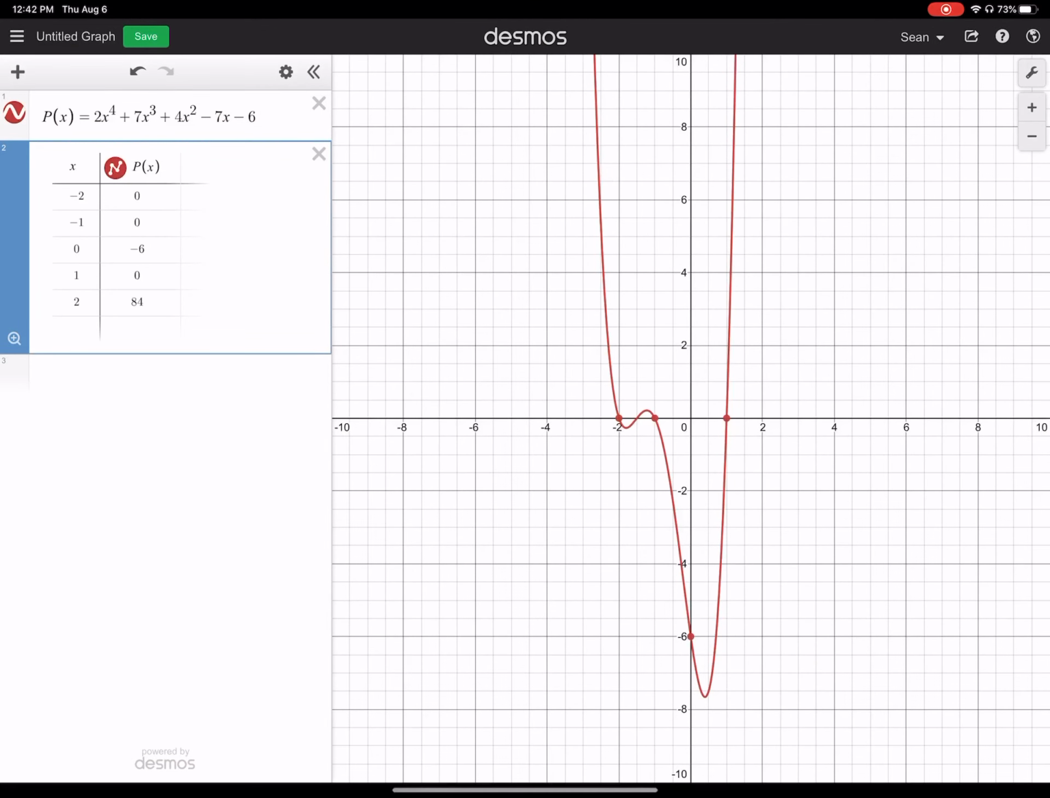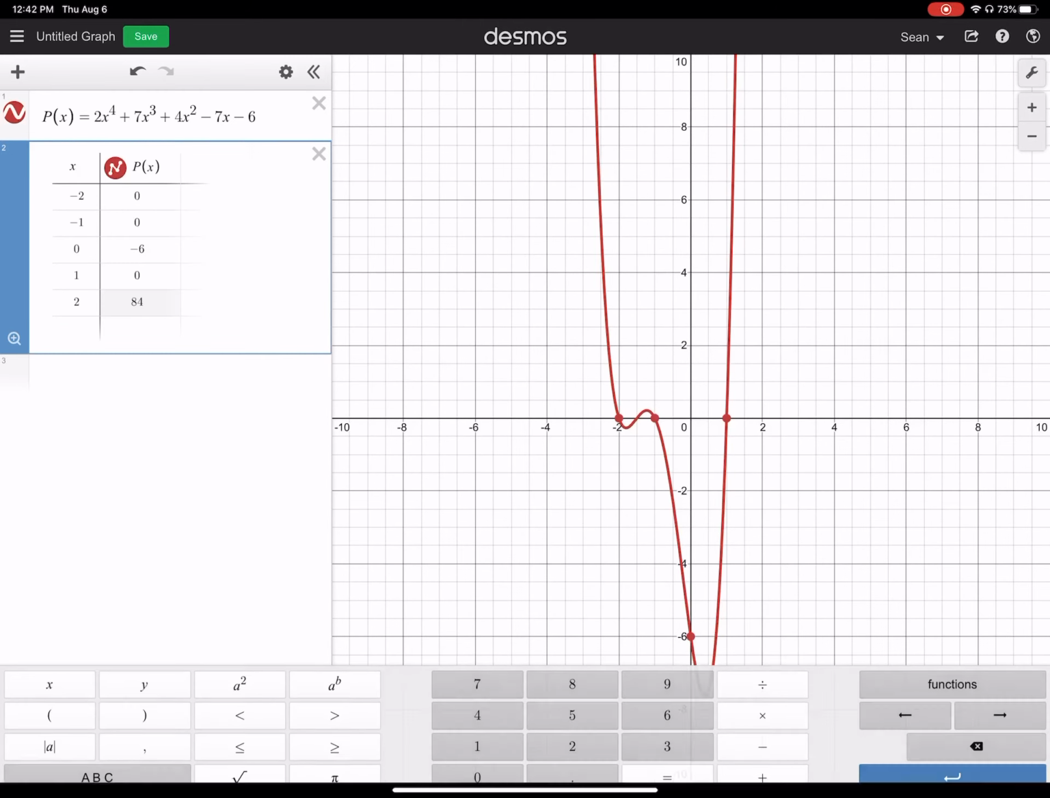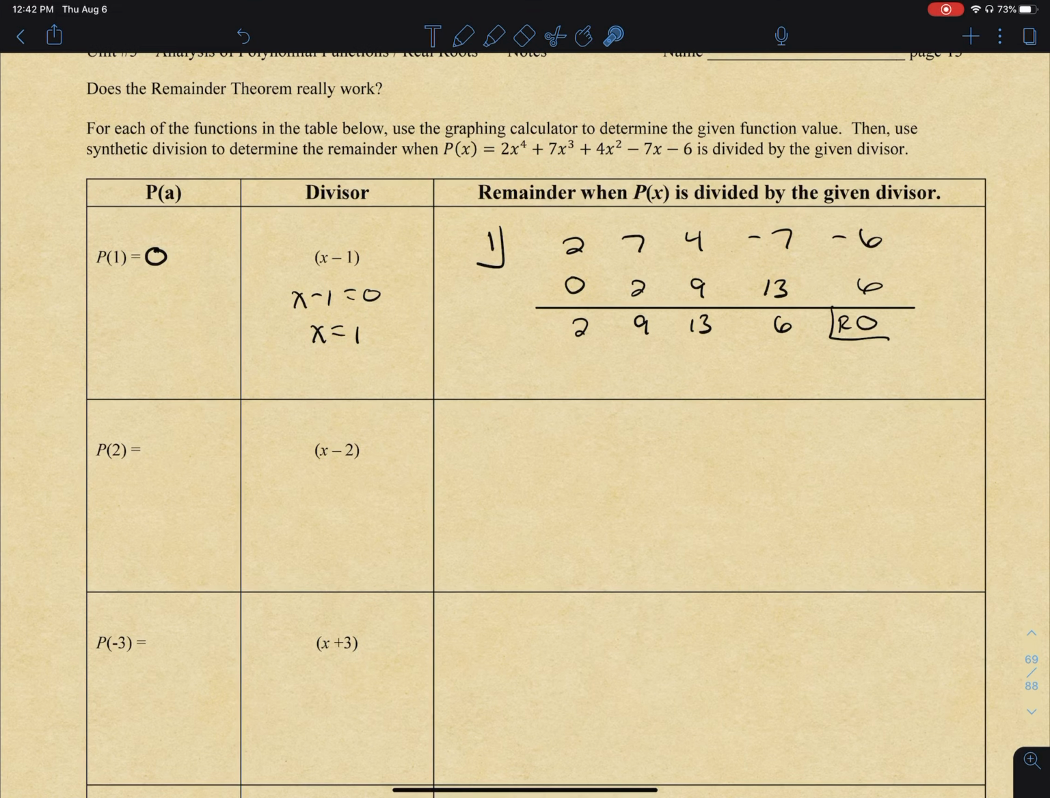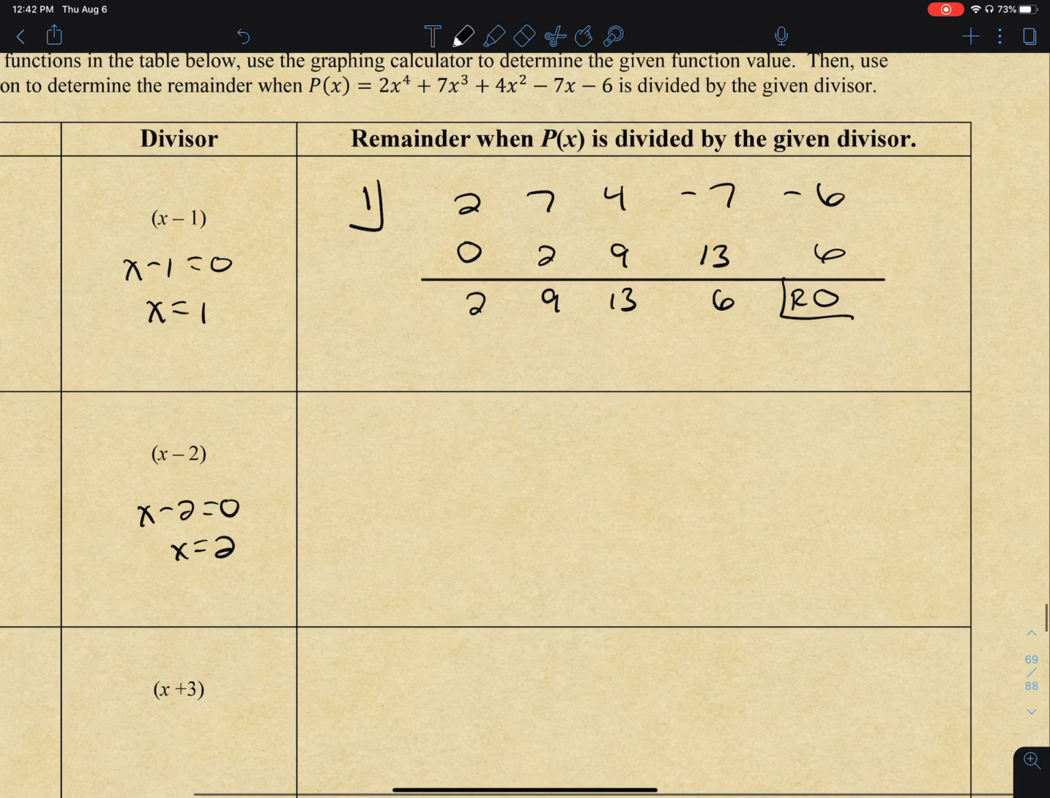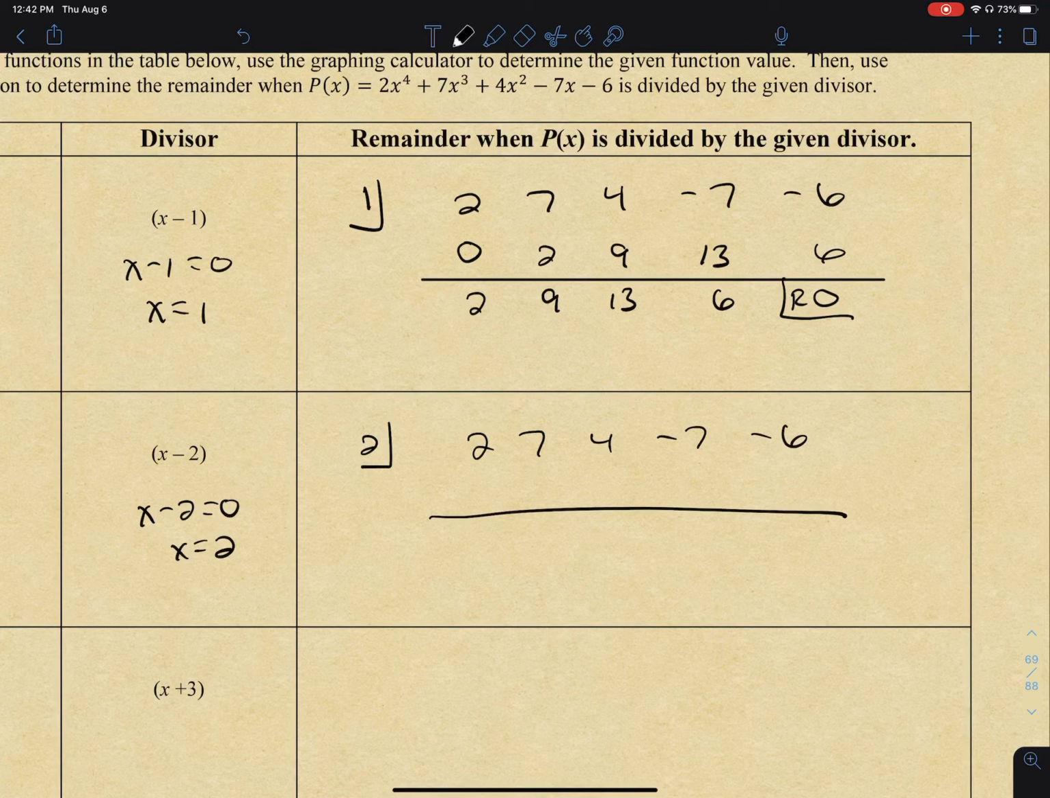If I put a 2 in for this, I'm supposed to get 84 for an answer. It says the ordered pair is (2, 84). So I would expect that if I divide p by x minus 2 synthetically, I should get 84 as the remainder. If I set this equal to 0 and solve it, I get x is 2. So I'm going to divide this synthetically by 2, and let's see if we get the proper remainder. It's supposed to be 84 according to the remainder theorem.